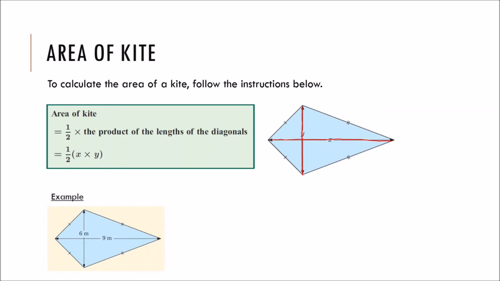So let's have a look at this example. My area is equal to half times by my x, which here is 9, and then I'm going to times that by my y, so my length up is 6. Overall, that's 0.5 times 9 times 6, and that gives me 27 meters squared. So that's how to find the area of a kite.